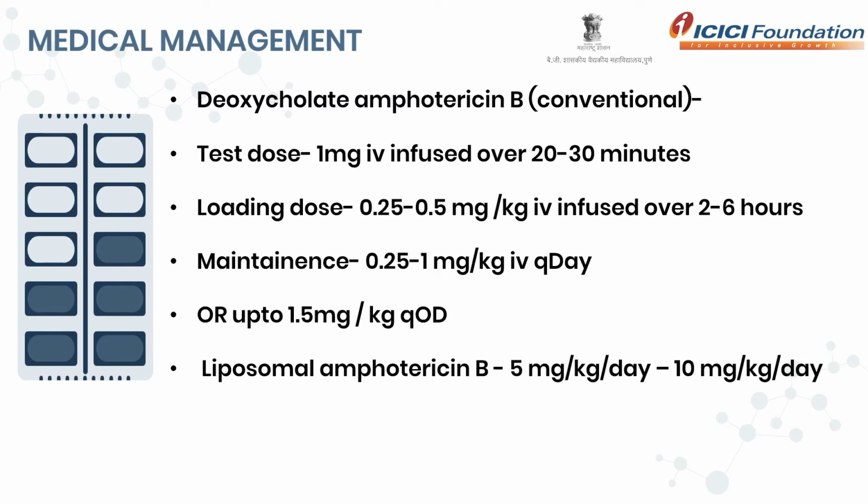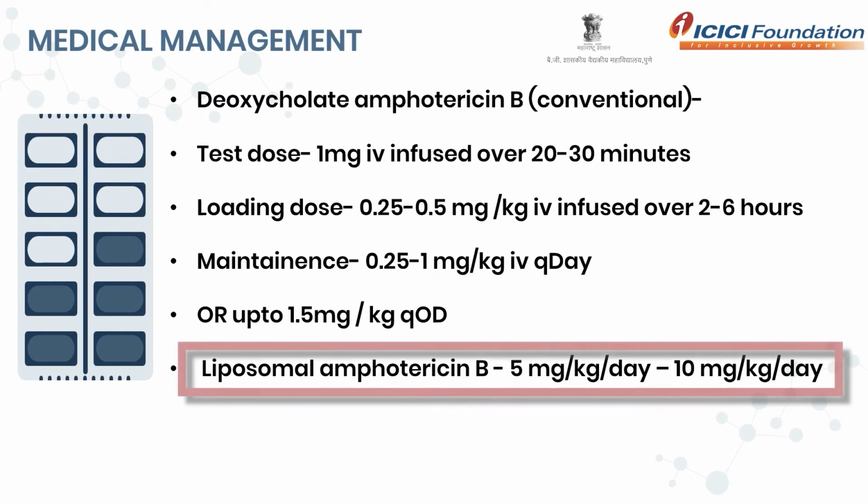Second is the liposomal amphotericin B, which is costlier than the deoxycholate amphotericin B, but the renal toxicity is less compared to deoxycholate. So when the patient has renal dysfunction, we use liposomal amphotericin B. The dose of liposomal amphotericin B is 5 milligram per kg per day up to 10 milligram per kg per day. When there is no CNS involvement, we use 5 milligram, but when there is CNS involvement, it goes to 10 milligram per kg per day.